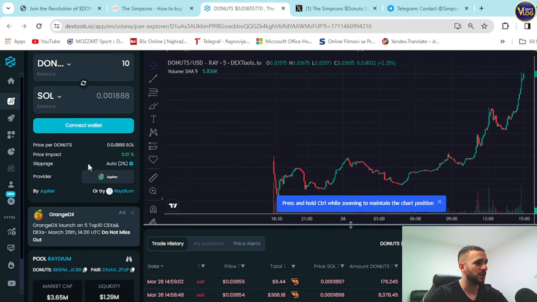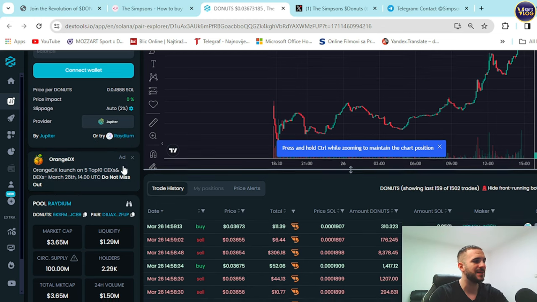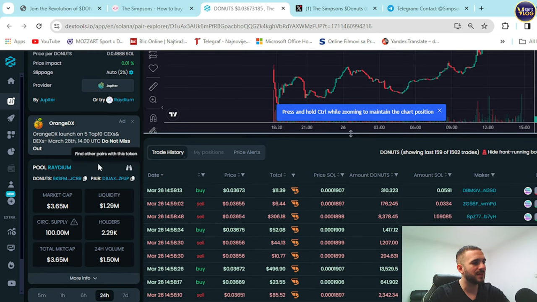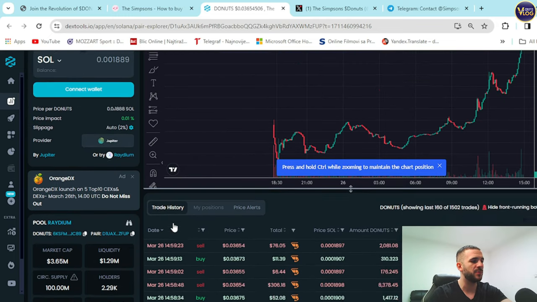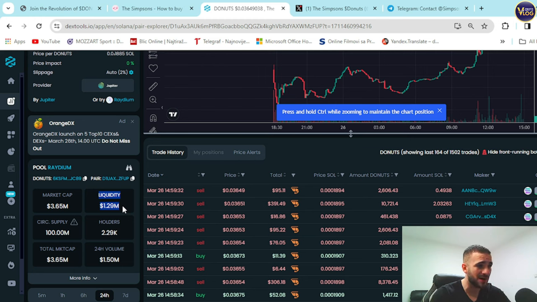Guys, you can see down below some more information, of course, provider Jupiter, and you can buy on Raydium right here. What I also want to mention is there is a market cap of 3.65 million. In my opinion, compared to the potential of this project, that's nothing, literally nothing. Also, liquidity over 1.2 million, almost $1.3 million. Guys, this is a serious project that has immense potential.